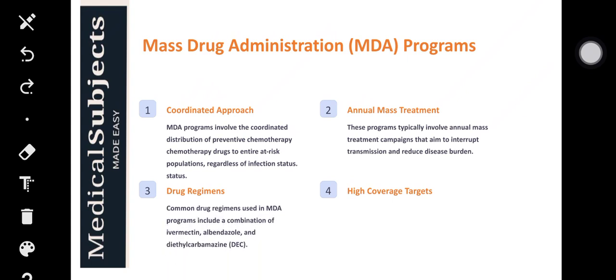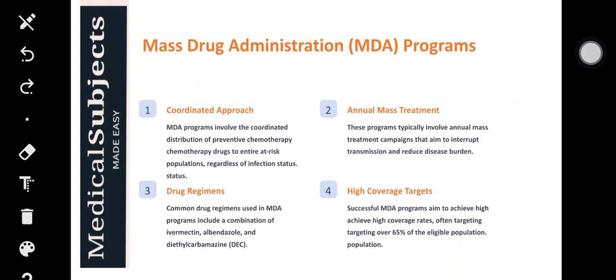Then the drug regimens commonly used in MDA include ivermectin, albendazole, and DEC, diethylcarbamazine. So remember these 3 drugs which are effective in filariasis. But once there are complications, those complications cannot be reversed, because in elephantiasis there is obstruction of lymphatic circulation. At that time it's difficult. They try to reverse it by surgery and other things, but results have not been so good.